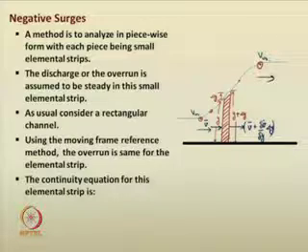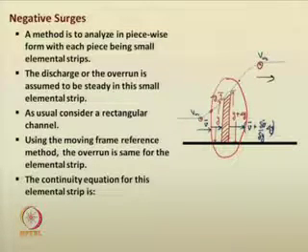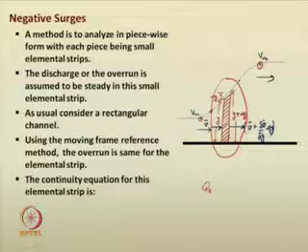So, now if we take this small elemental strip, whichever we are taking, the discharge or the overrun is assumed to be steady in this small elemental strip. We are considering the same rectangular channel for our analysis, using the moving frame reference method. As you know, in the moving frame reference method, you have already studied the overrun or discharge QR. The overrun from this elemental strip will be constant.